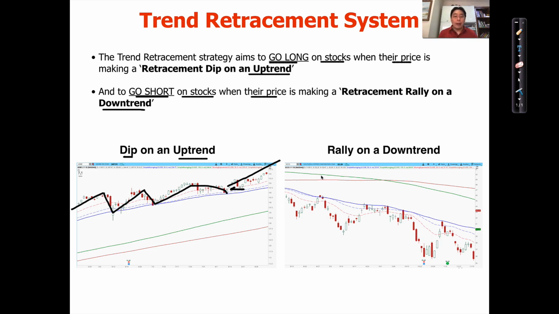Similarly, on a downtrend, we want to be going short or to sell, and we want to sell during a temporary rally on a downtrend. So a rally is a retracement on a downtrend. That's the downtrend, that's the rally, which is a temporary retracement, the trend continues, rally, trend continues. So again, we'll be selling during the rally, just before the trend continues all the way down.